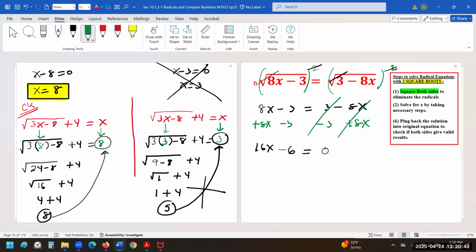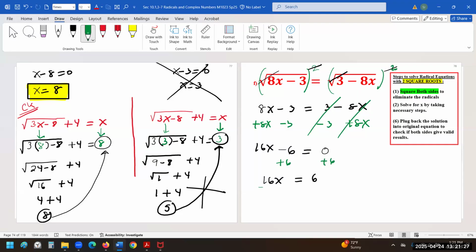How? What's the relationship between 16 and x? What symbol do you see between them? Nothing, right? So how are they connected? Multiplication. So you cannot subtract, you can do division, but you cannot divide first. There is a problem with this. Next to 16x, you must get rid of the 6 first. So add 6 to both sides. You get 16x equals 6.